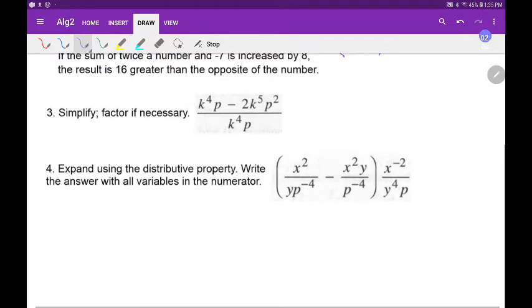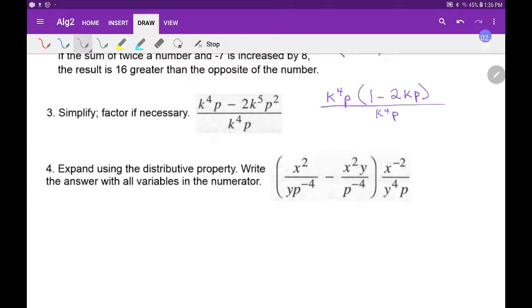Simplify, factor if necessary. Okay, well, it looks like I have a k to the 4th. It'll come out of both terms on top. And I have a p that'll come out of both terms. So on the top, there's only 1 left inside for the first term. And then there's still a -2. I took out 4, but there's still 1 k. And I took out 1, but there's still 1 p left over. And you can see what's going to cancel there. Everything we brought out is going to cancel.